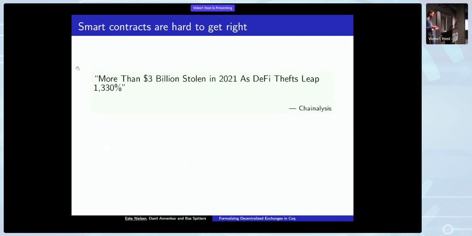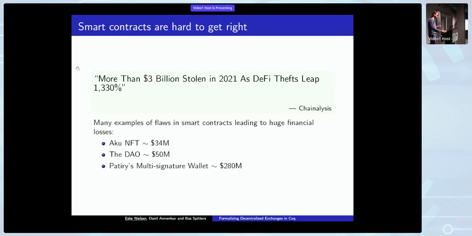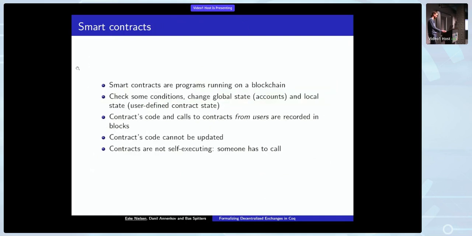So there was this analysis last year that more than $3 billion was stolen due to decentralized finance thefts in 2021. And this number is just expected to grow. And there are plenty of examples of smart contracts having huge financial losses because of flaws in them.